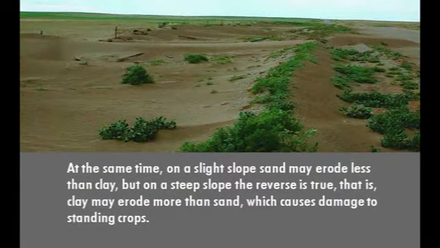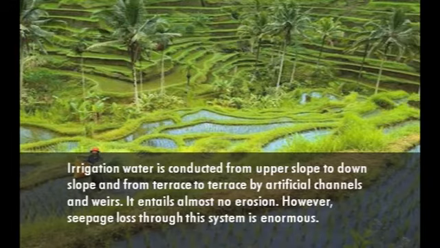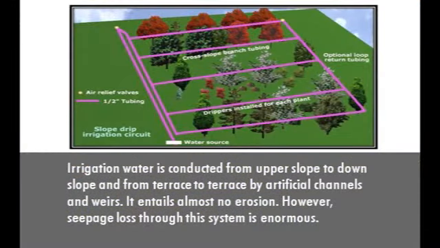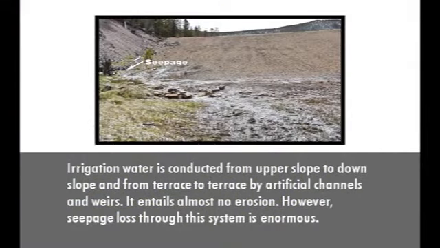Irrigation efficiency is bound to decline on sloped fields unless effective measures such as terracing and leveling of irrigation fields with the provision of retaining walls are adopted. Irrigation water is conducted from upper slope to down slope and from terrace to terrace by artificial channels and weirs. It entails almost no erosion. However, seepage loss through this system is enormous.